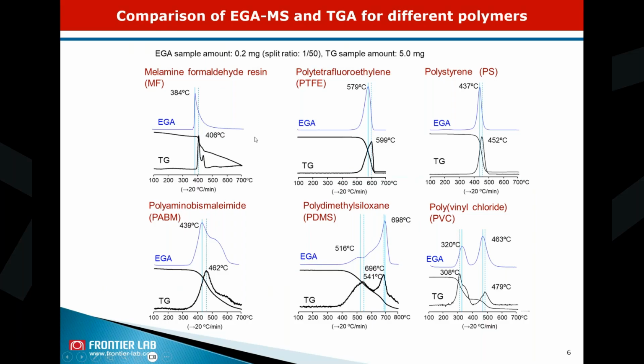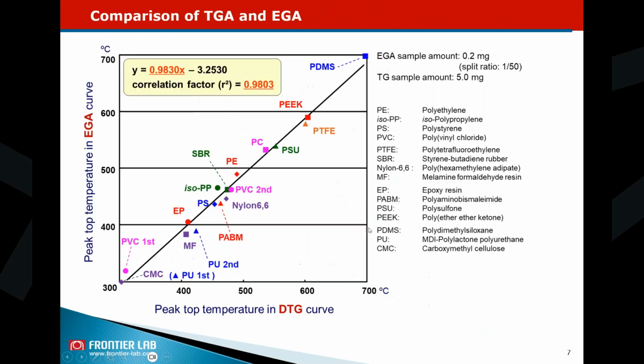So one common observation you are seeing here is that the peak top temperature of TG is always observed higher than the peak top temperature of the EGA data. Okay, this is consistent with all types of polymer that we have tested, and we try to plot the peak top temperature of the two different techniques, the differential thermogravimetric curve and also the EGA curve. You can see it shows a very good trend, and the correlation is 90%. However, there is a difference of 10 degrees.